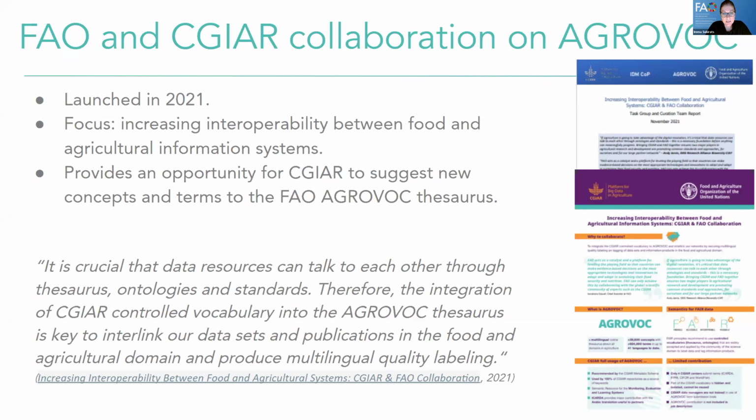So essentially, in practical terms, this collaboration materialized as the opportunity for CGIAR to suggest new concepts and terms to the FAO Agrovoc Thesaurus in a speedy and more direct way, contacting directly the FAO Agrovoc core team behind the thesaurus, making things a little more flexible, creating dialogue and discussions about what concepts can get in, what concepts should not get in, etc.